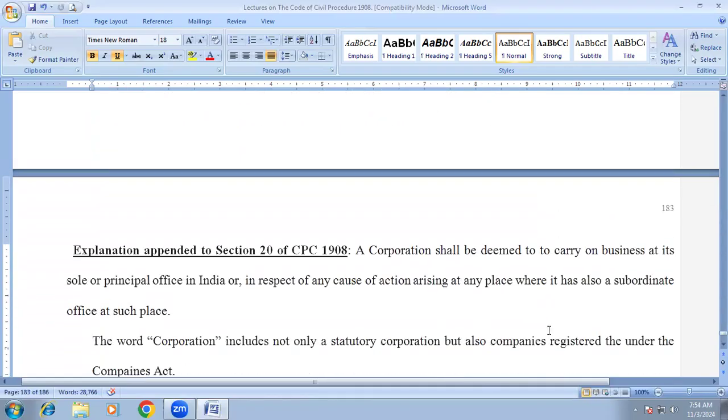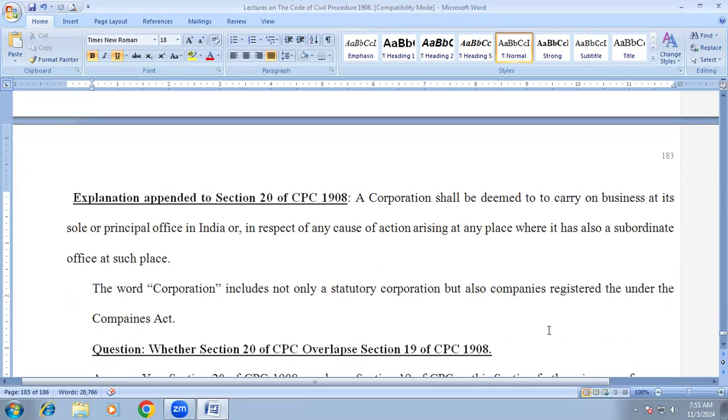There is one explanation which is appended to section number 20 of CPC, which is in respect of a corporation. If I want to file a civil suit against a corporation, then where it shall be deemed to carry on business? The explanation appended to section 20 states that a corporation shall be deemed to carry on business at its sole or principal office in India, or in respect of any cause of action arising at any place in India where the corporation has a subordinate office.